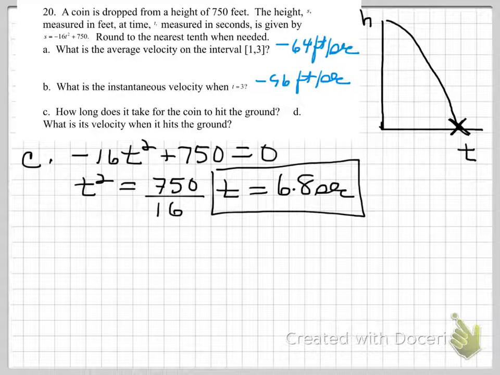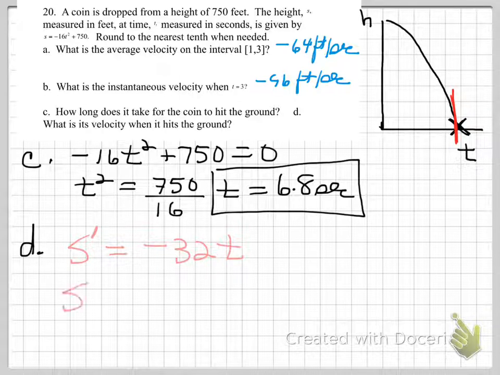Then for D, what is the velocity when it hits the ground? Alright, so I'm going to take my velocity equation, because what I want to know now is what is the slope of this curve when it hits the ground. So I want to evaluate the time of 6.8 and see what the velocity would be then. We worked on that in part B, but for completeness, s prime equals negative 32t.